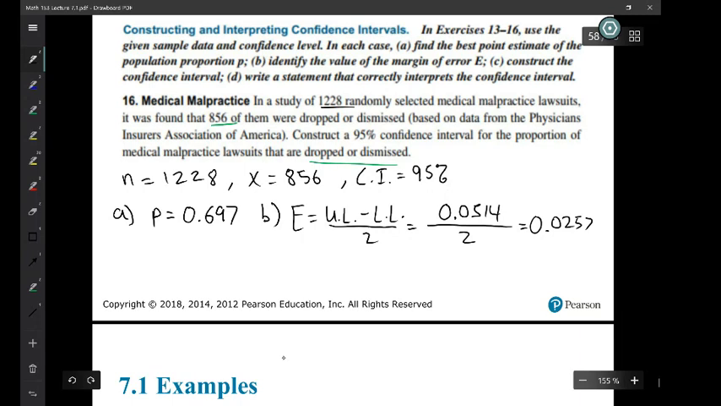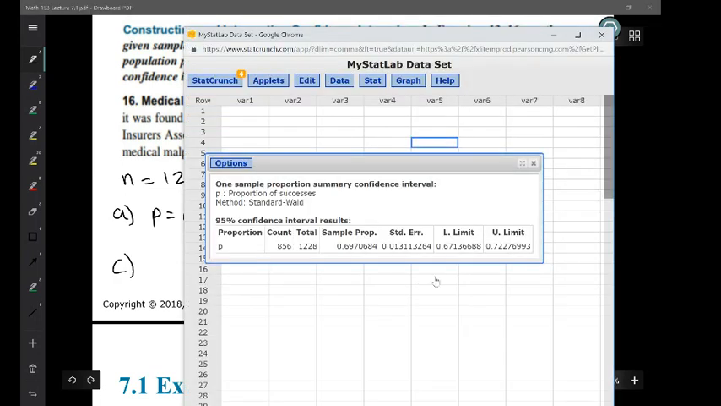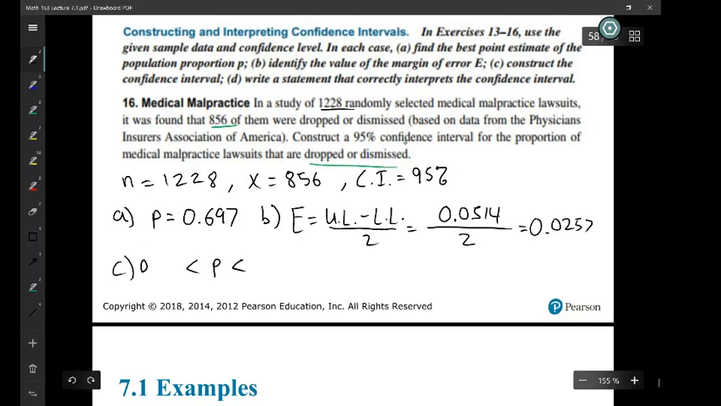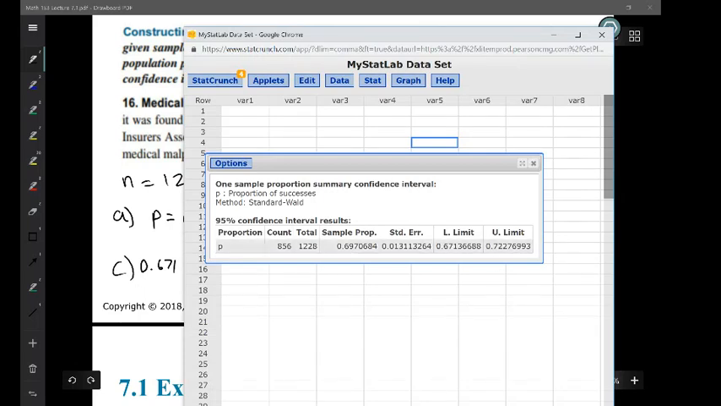Now we want to construct a confidence interval. So we have P is greater than the lower limit. Lower limit is 0.671. And the upper limit is 0.7227, so we'll round that to 0.723.